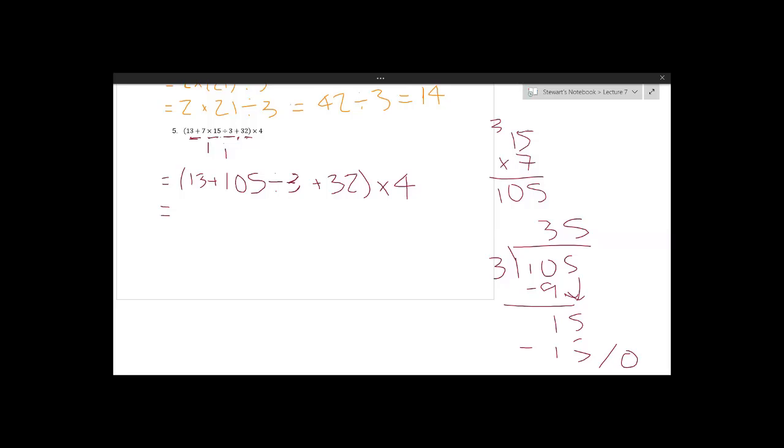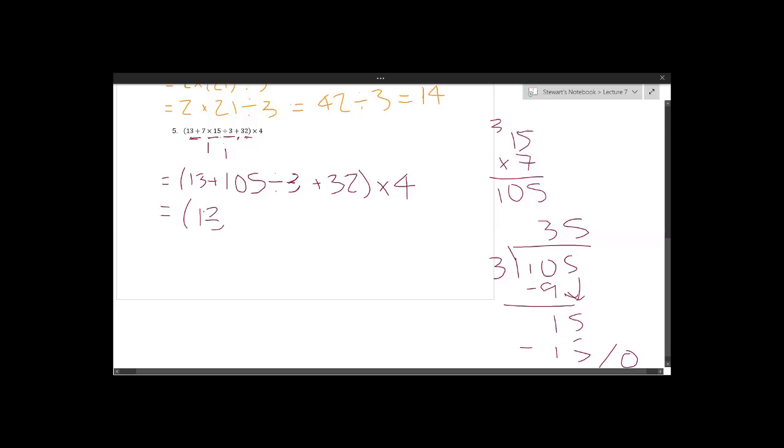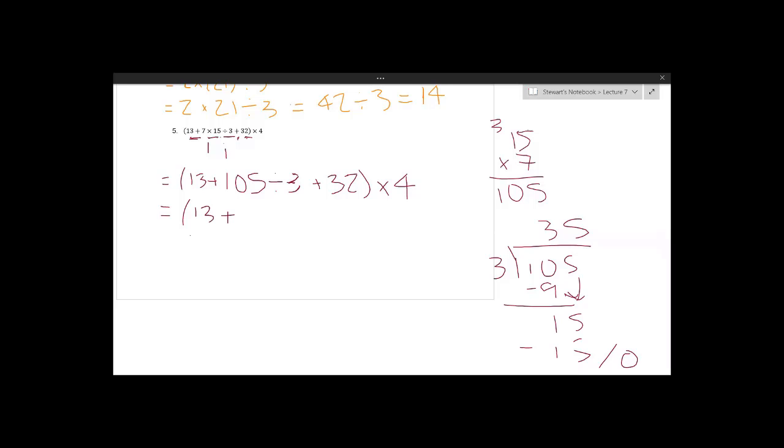Oh, I'm going to rewrite that because this just kind of tripped out on me. Okay, so we have 13 plus 35 plus 32, all times 4.